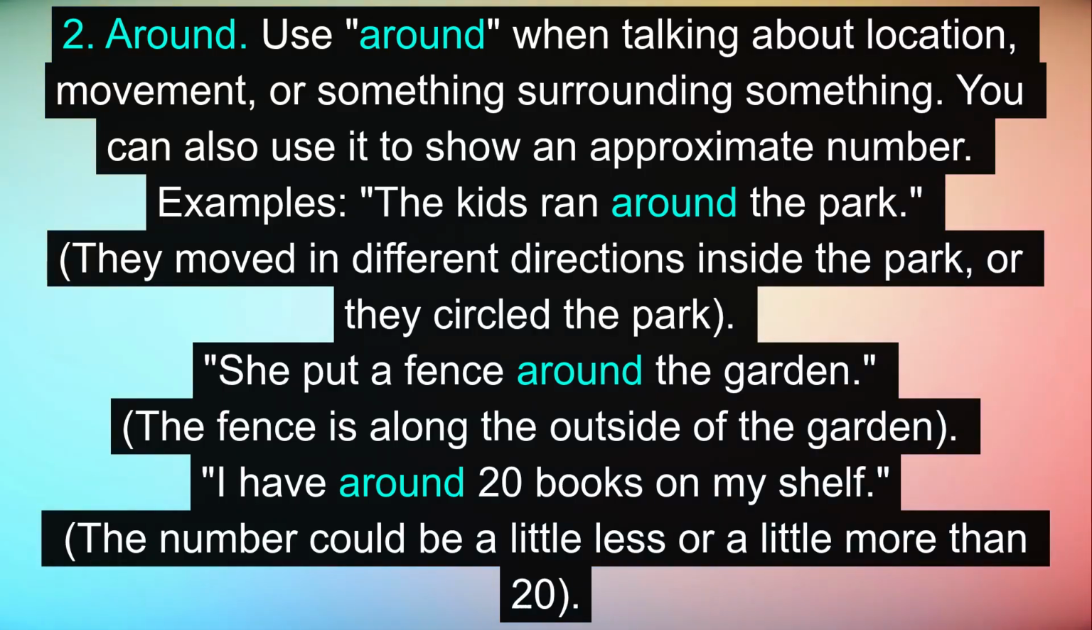2. Around. Use around when talking about location, movement, or something surrounding something. You can also use it to show an approximate number. Examples. The kids ran around the park. They moved in different directions inside the park, or they circled the park.